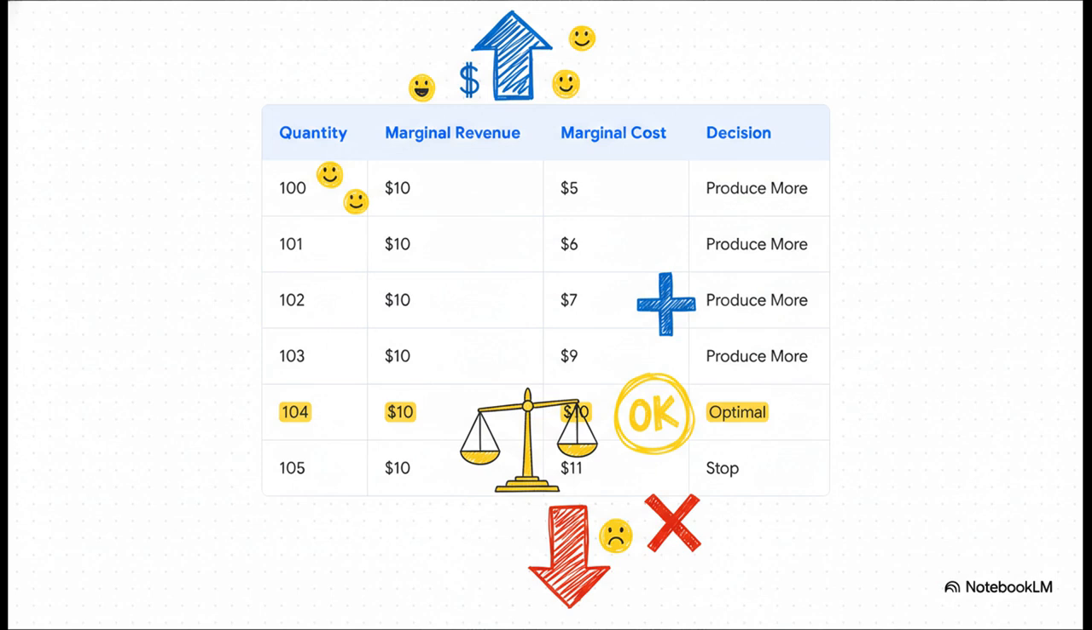Then you hit unit 104. MR is $10 and MC is $10. This is it. This is our optimal point. Now look what happens at unit 105. The revenue is still $10, but the cost to make it is now $11. If we make that unit, we lose $1. That's the signal to stop.